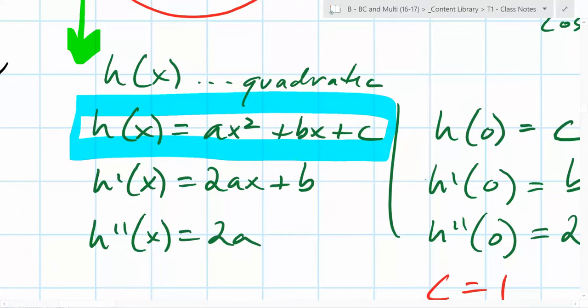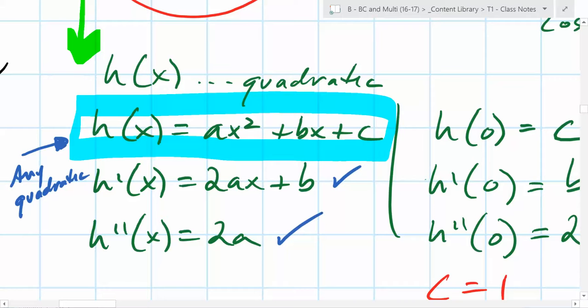So look what I wrote here. What does that represent in blue? The general equation. That's any quadratic, right? Do you agree? That's the general quadratic. Yeah. And then I took the derivative, and I ended up with 2ax plus b. I took the derivative again, I got 2a.